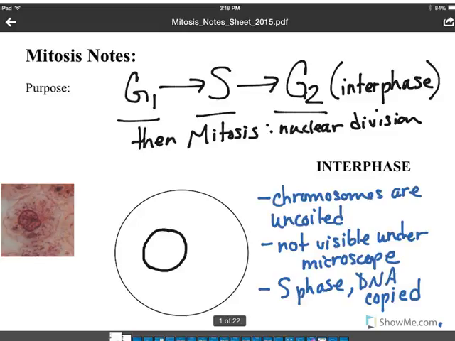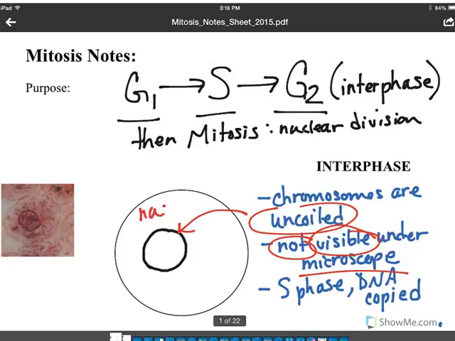To just recap interphase, if I were to look underneath the microscope, our chromosomes are going to be uncoiled, which means they're not going to be visible underneath the microscope. If I have my nucleus here and I were to look underneath the microscope, I really wouldn't see any chromosomes because they are uncoiled, so they're super thin strands.